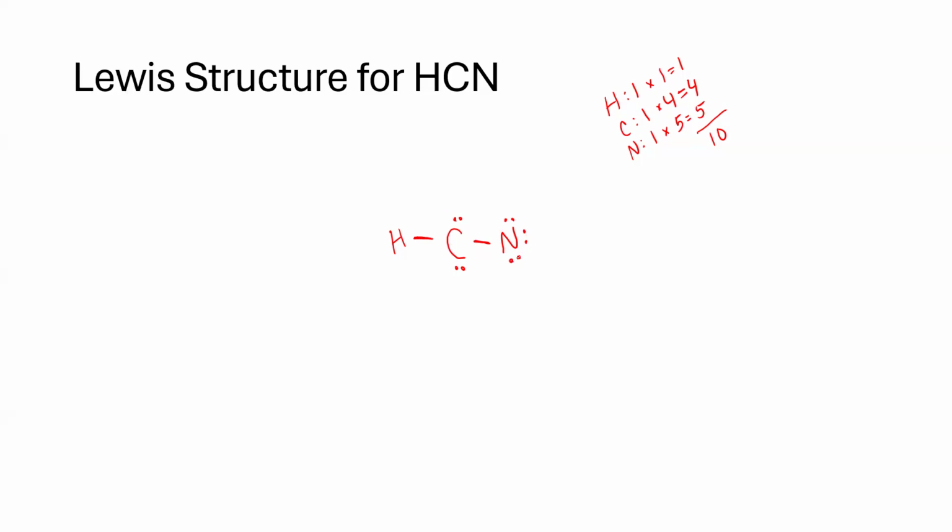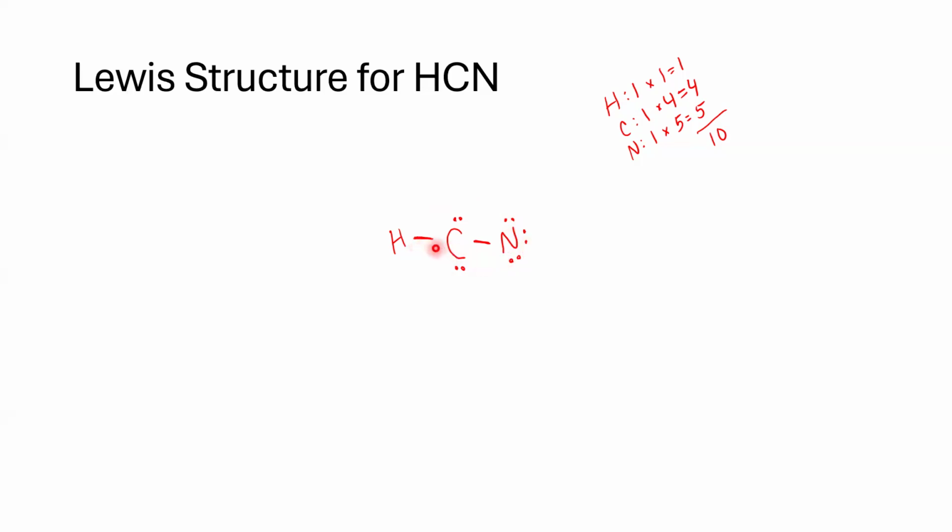Okay, now I'm going to look and see if what I have drawn matches my number of valence electrons. What I have drawn is 2, 4, 6, 8, 10, 12, 14. Okay, I have too many electrons. So I'm going to start by making a double bond.